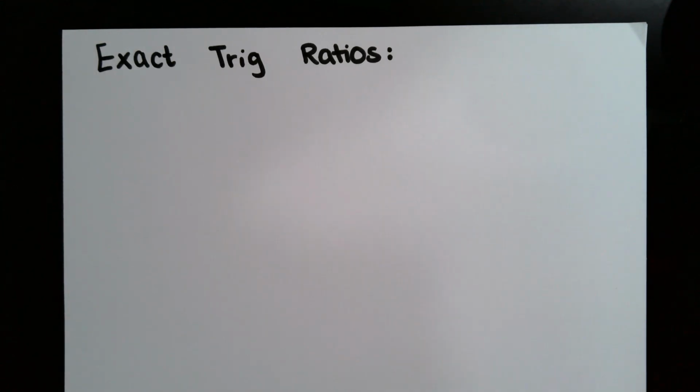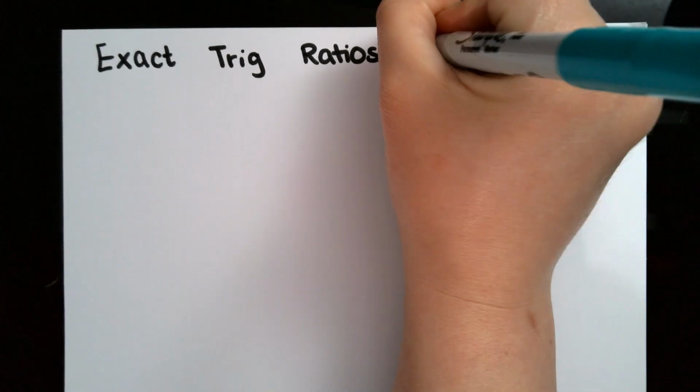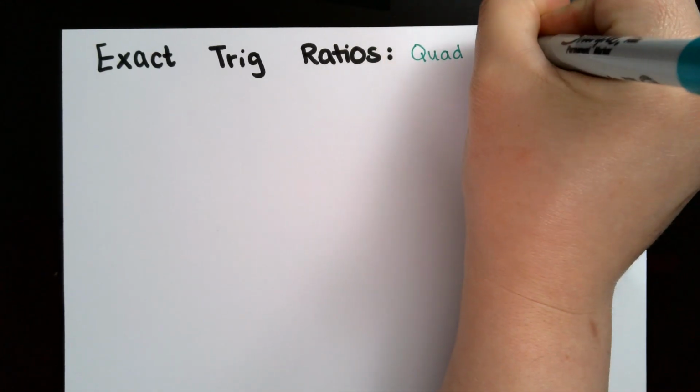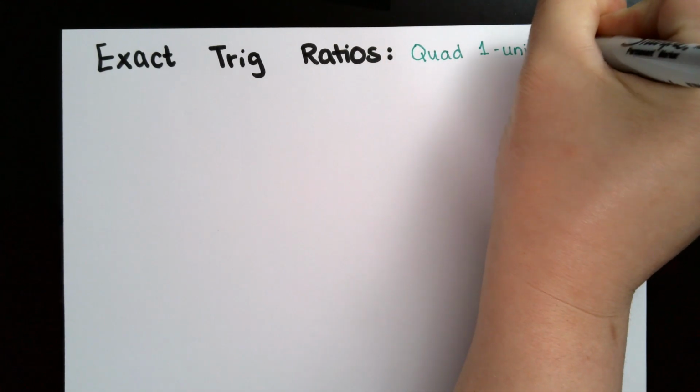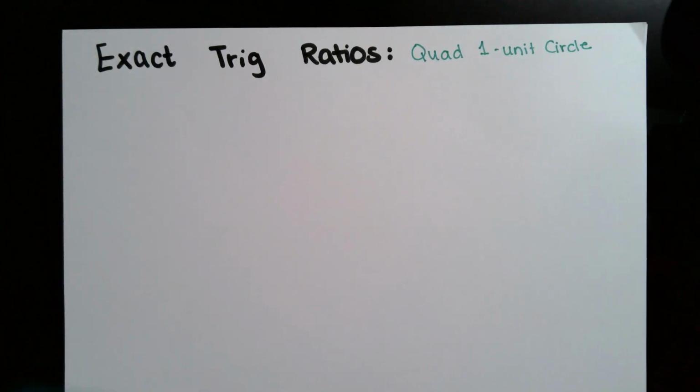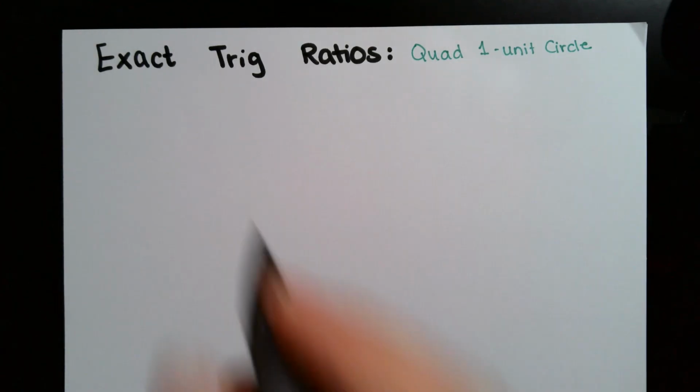Let's go ahead and get started by going back to yesterday's lesson about a unit circle. If you know quadrant 1 on the unit circle, you should be able to derive all of your other values. Let's go ahead and sketch out quadrant 1.